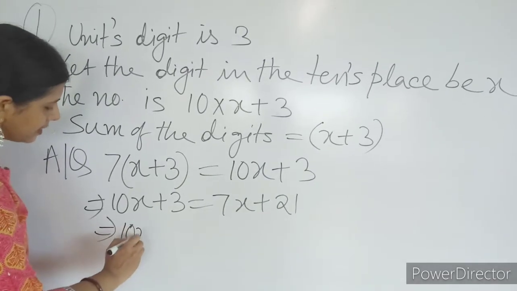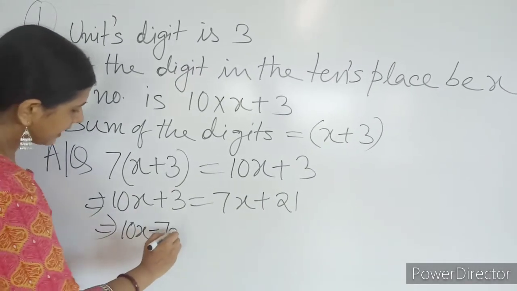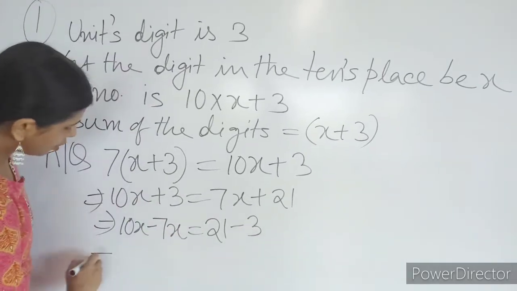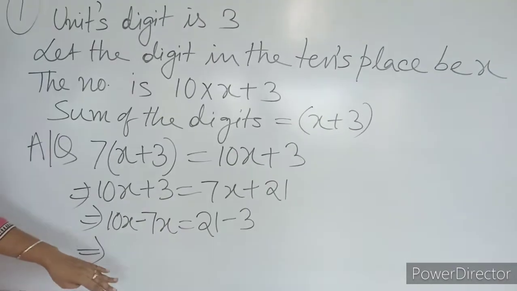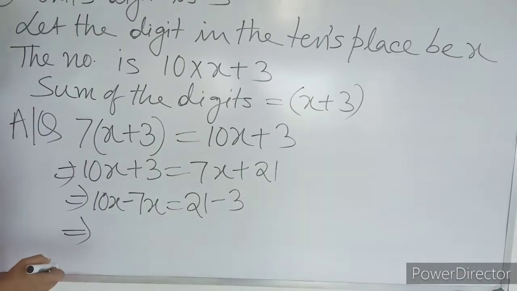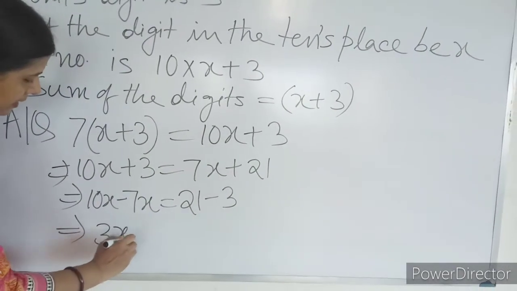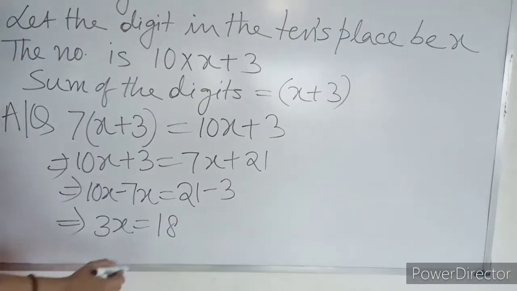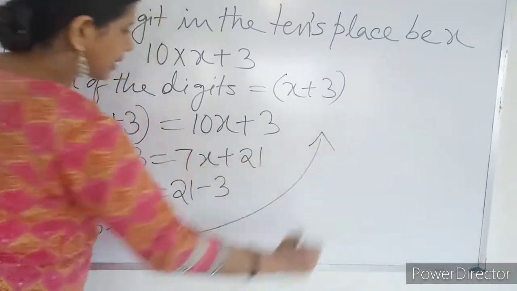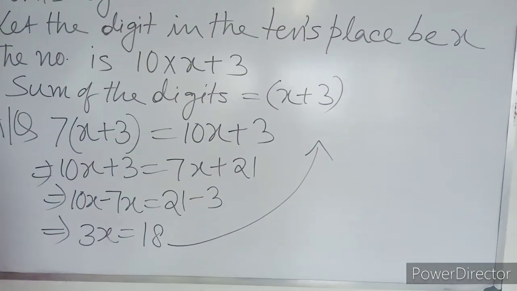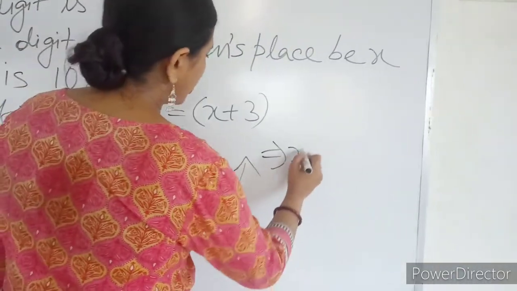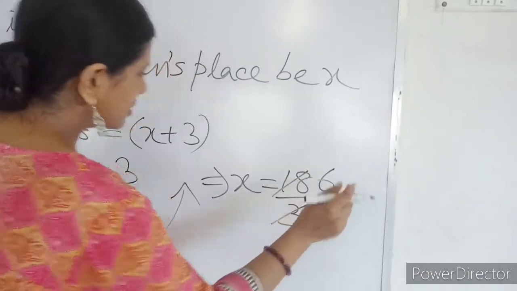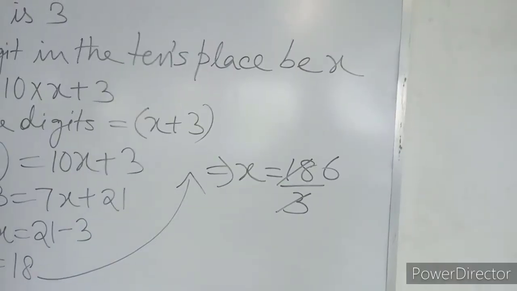Now write x on one side, that is 10x minus 7x, and numbers on one side. You know how to solve an algebraic equation, same way I am doing. So 10 minus 7 is 3x, that is equal to 21 minus 3, which is 18. Okay, now I am coming to this side. So what is my x? 18 by 3, that is equal to 6. So the x value is coming 6.